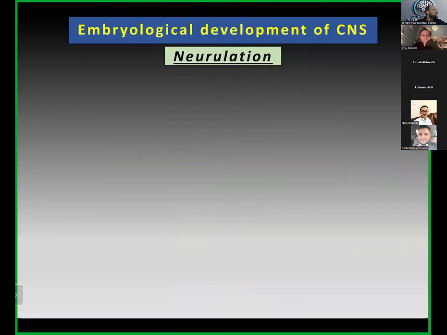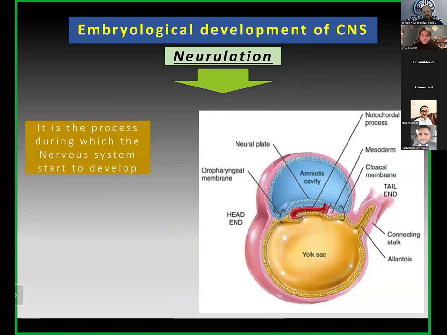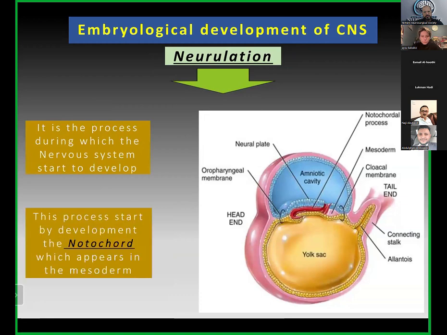After that, it's the process of development of the central nervous system. So the three layers of the embryo are formed: the endoderm, the ectoderm, and the mesoderm. And now a process called neurulation, which is the first process of formation of the central nervous system. The neurulation starts by formation of the notochord. The notochord is differentiated cells of the mesoderm at the midline, at the mesodermal layer.